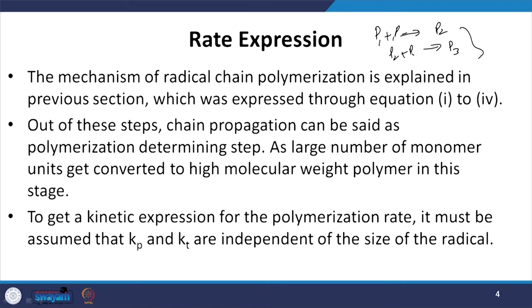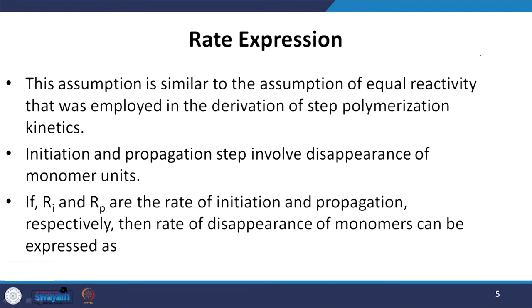Now, to get a kinetic expression for the polymerization rate, it must be assumed that Kp and Kt are independent of the size of the radical. This must be treated as purely an assumption. This assumption is similar to the assumption of equal reactivity that was employed in the derivation of step polymerization kinetics, which we discussed previously. Now, initiation and propagation steps involve the disappearance of monomer units, which we already discussed, and in the next slide we are going to discuss it.